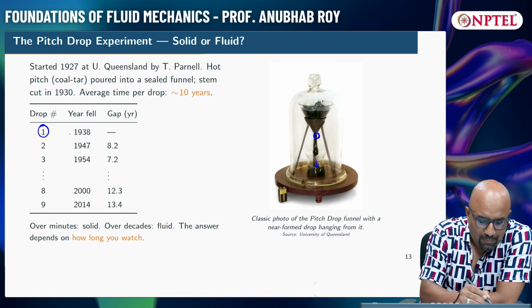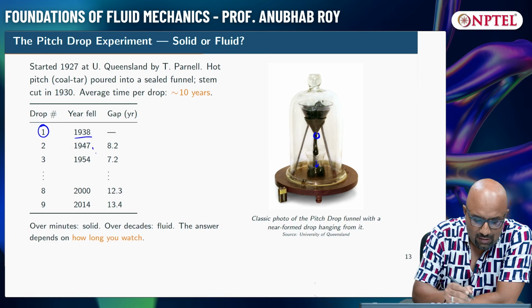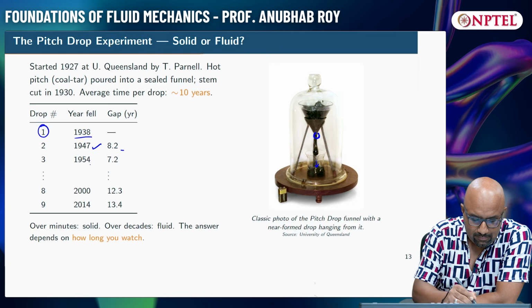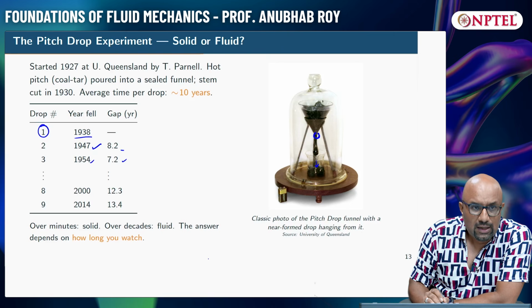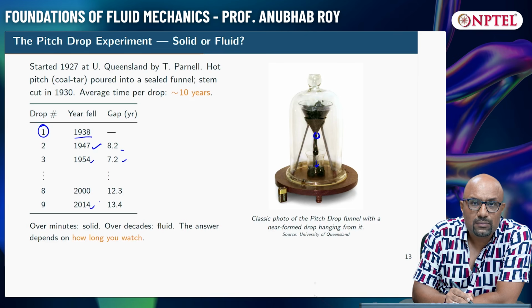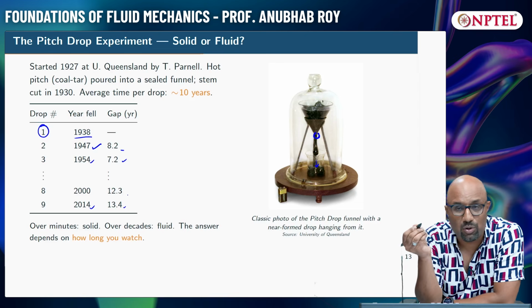So the first drop fell in 1938. The next one, 47, around 8 years later. 54, 7 years later. The ninth drop was 12 years back, and it took around 13 years for it to fall from the previous one, which was the 8th one. So you might be in luck if you watch. This is a live experiment you can watch.